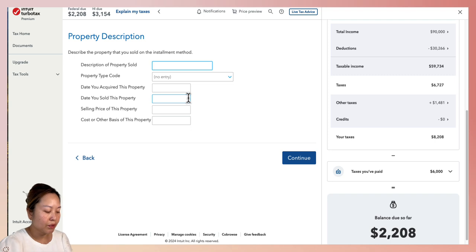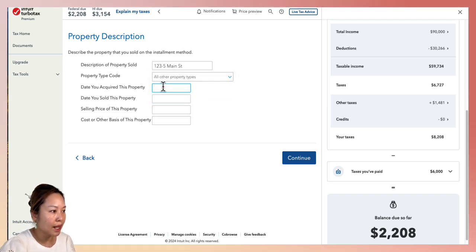So it's going to go to installment sales, and then you have installment sale. Yes. Description of property, and I'm just going to enter a representing address. The day that we acquired this property is 1/1/2014. The day that we sold it is 5/30/22, and the selling price is 800K.